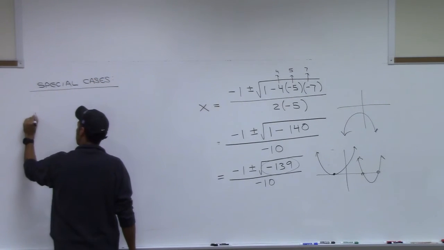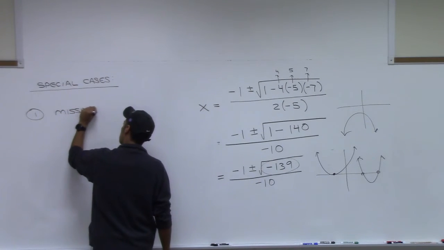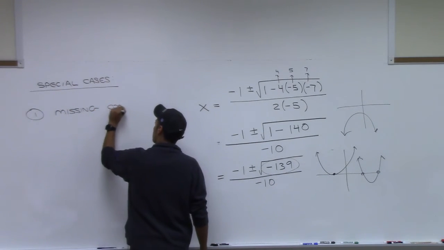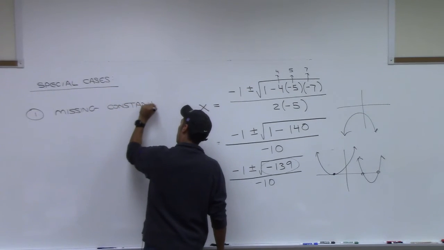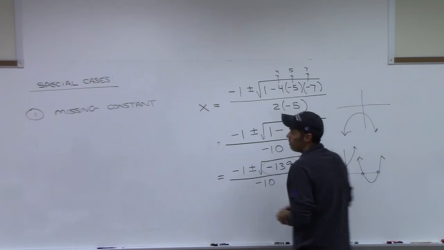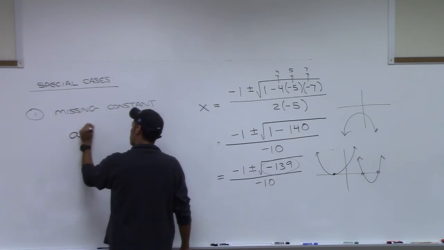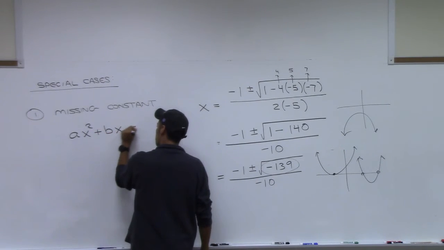Okay, your first special case, you're missing the constant. So what do I mean by that? What I mean is this. Let's say you have a quadratic that looks like this: ax squared plus bx equals 0.